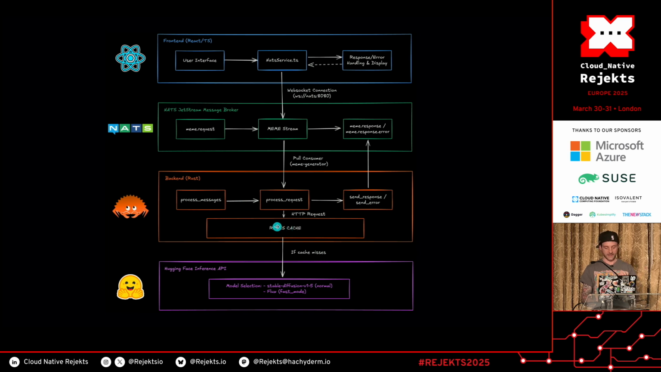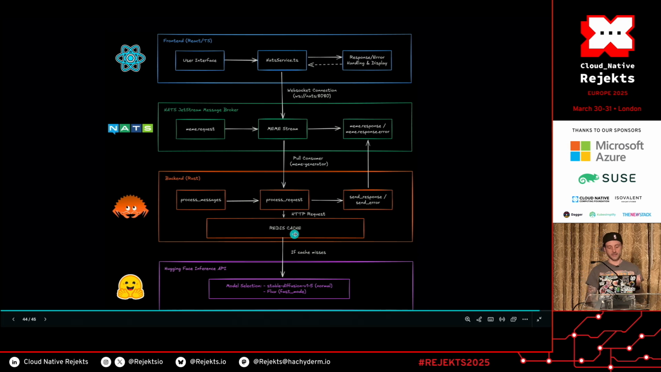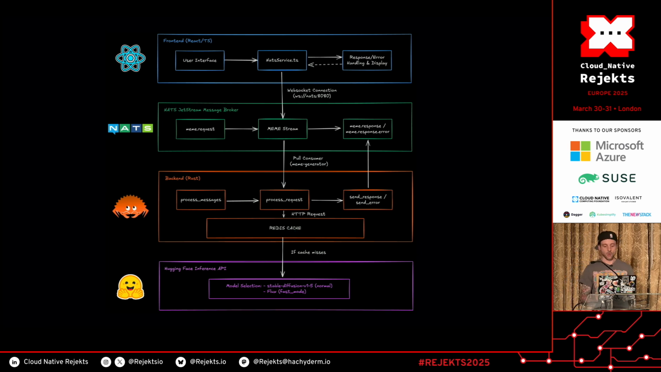are rendered. The goal of the backend in Rust is to process the meme request using the Hugging Face inference API, using Flux text-to-image. And once Rust has managed that request, it's going to reply back to another subject, meme response, and then it's going to be displayed in the front end.